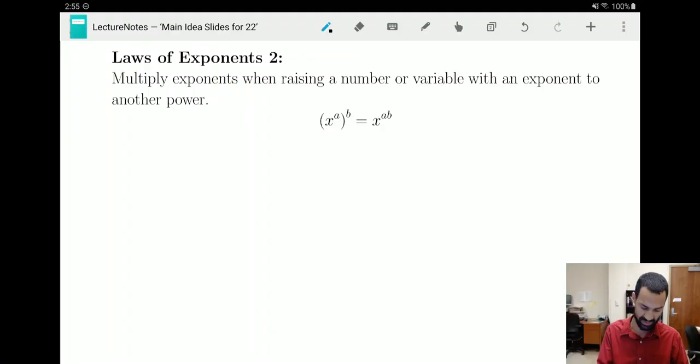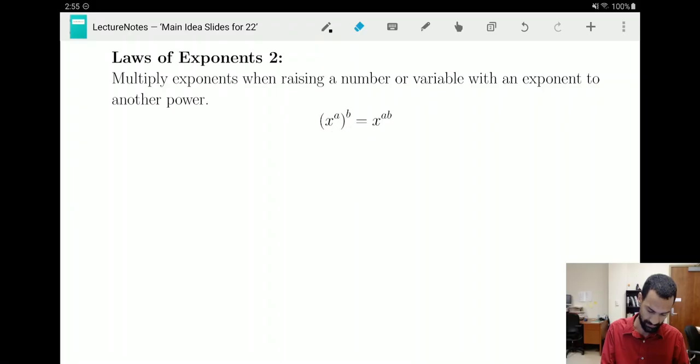Okay, again, that's what this is saying right here. You have x to the a raised to the power of b. You can just rewrite that as x to the whatever a times b comes out to be. So in our example a second ago, we had x to the 5th raised to the power of 6. And we found out that it was going to be 30.